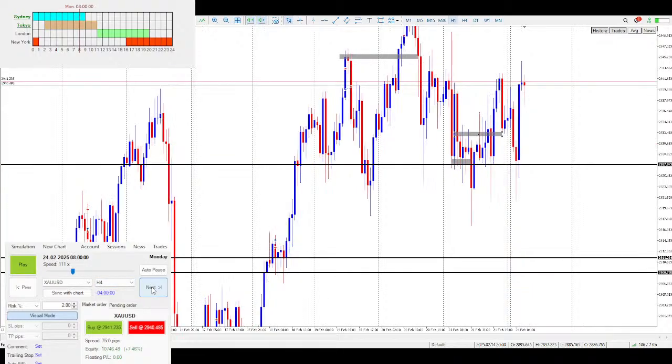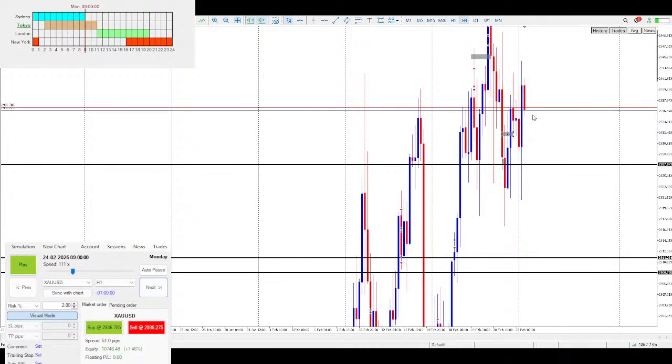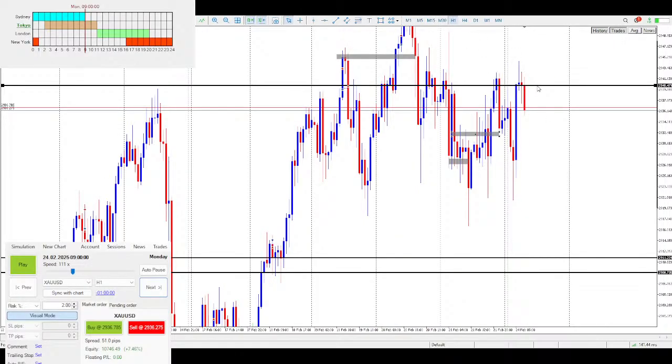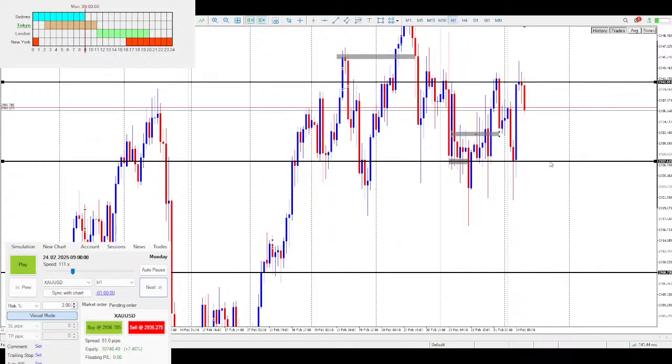I click next. Now we are 2 hours behind the pre-London session. This is the pre-London session where you can see gold. There were the previous 4 hours for the Asian session. It seems a resistance is forming. We go to that resistance. Price moved up, and then we have this support zone here.